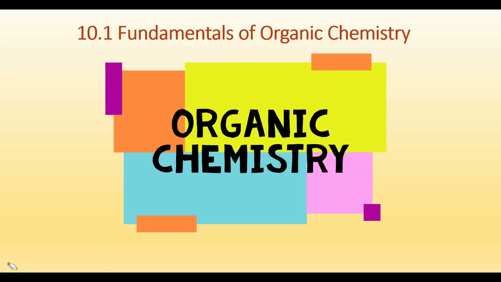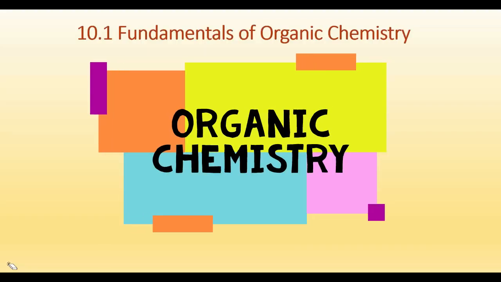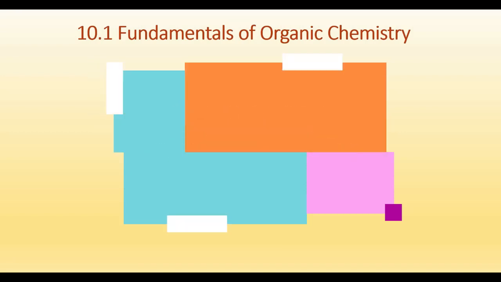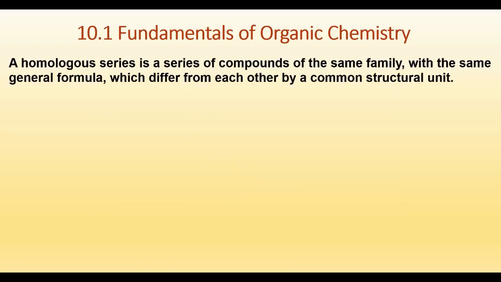Topic 10 Organic Chemistry is for standard level students. Subtopic 10.1 Fundamentals of Organic Chemistry. To start off with this topic, we are going to discuss the homologous series, which is a series of compounds of the same family with the same general formula, and each member of this family differs from the very next or previous member by a common structural unit.